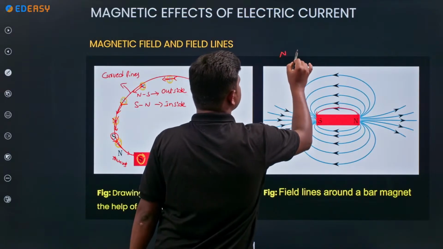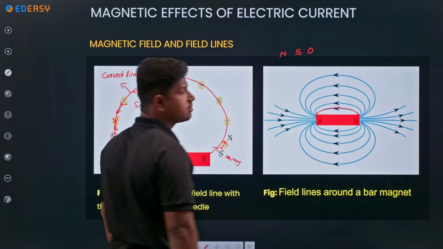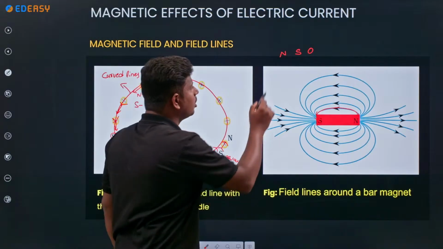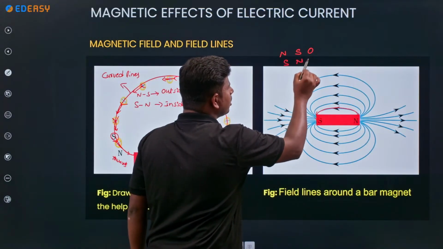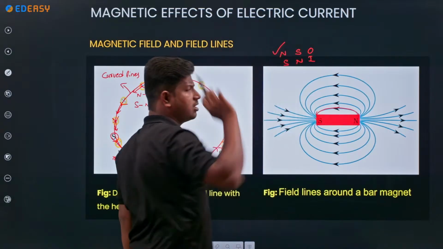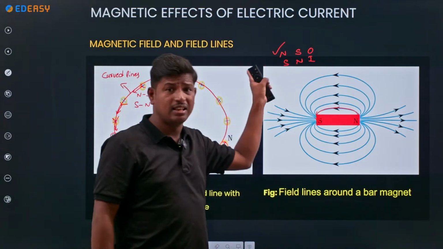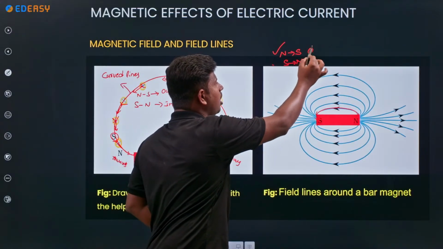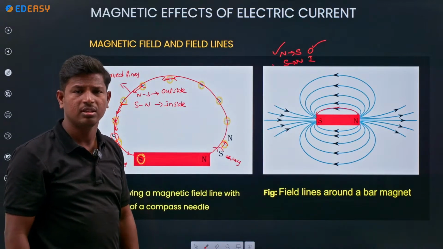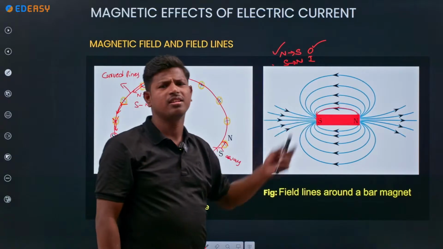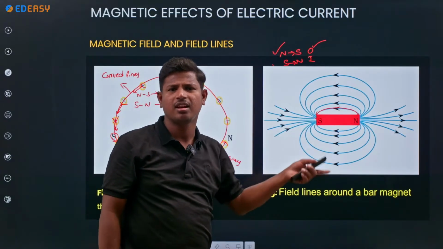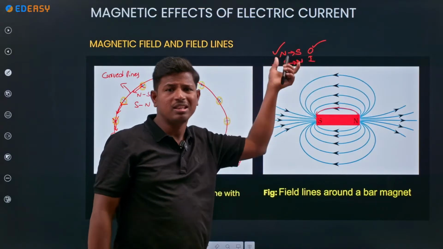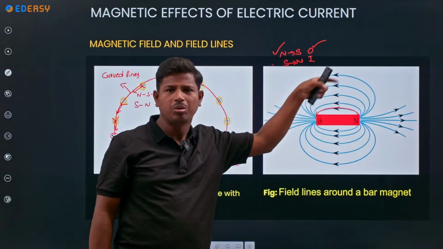North pole to south pole, outside. NSO: north pole to south pole, outside. South pole to north pole, inside. NSO is outside. SNI is south pole to north pole, inside. Okay, NSO means, say, National Science Organization, and that is north pole to south pole, outside. SNI means south pole to north pole, inside.